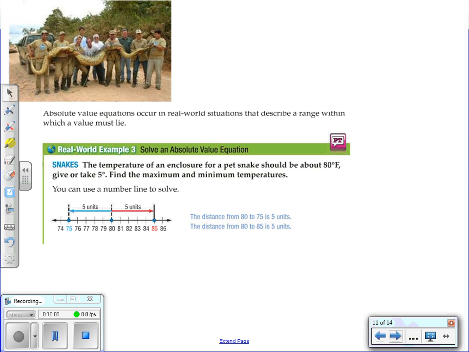Here's our real world problem for the day. We have this anaconda, everybody's favorite pet snake, I guess, right? Ooh, it looks like Costa Rica. Ugh, I hope there are none of those there. Okay. Absolute value equations occur in real world situations, and as we talked about, they describe a range within which the value might lie. So here we have our snakes. The temperature of an enclosure for a pet snake should be about 80 degrees Fahrenheit, give or take 5 degrees. Find the maximum and the minimum temperatures.